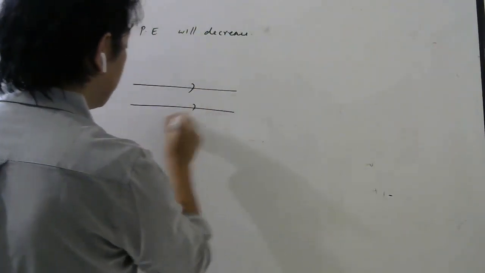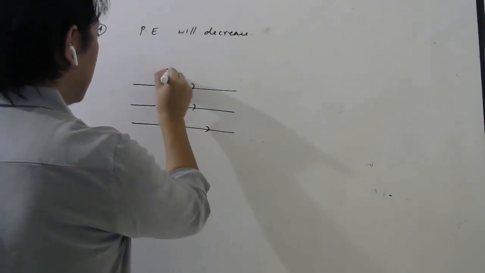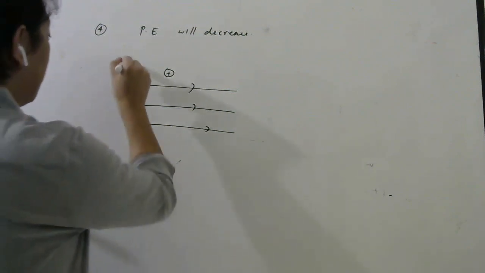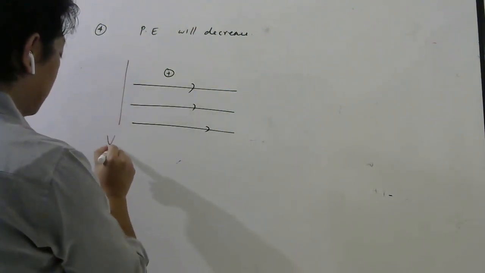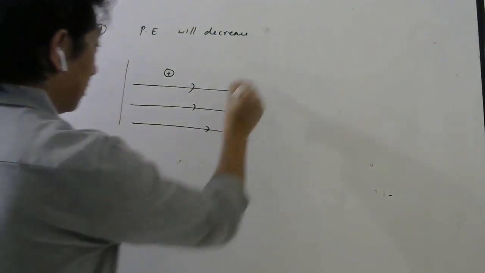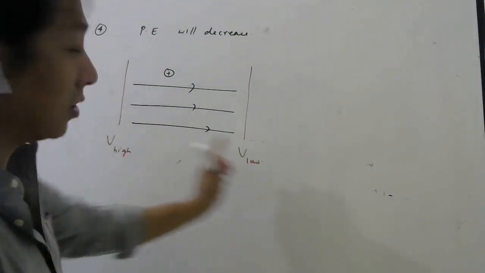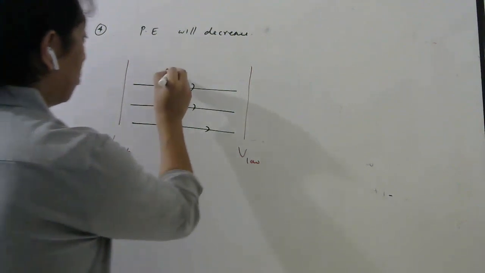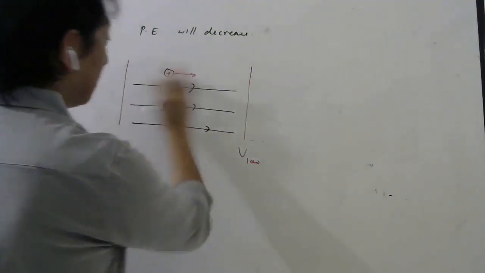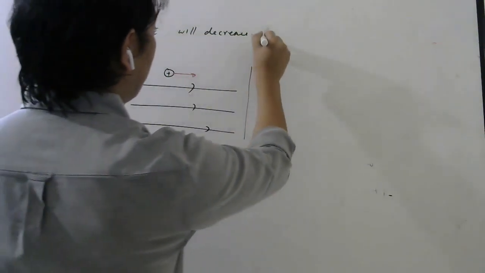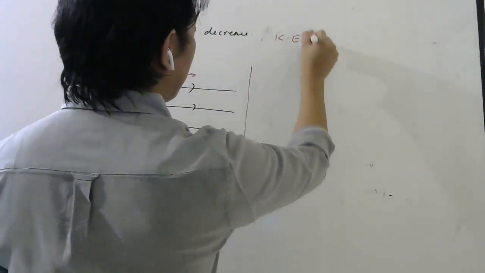Okay, so imagine electric field is this way. And if positive charge is left like this, it will go by itself from, this is higher potential, no? This is higher potential. This is lower potential. Already I have told you, electric field is from higher potential to lower potential. So positive charge will go this way. Okay, so its potential energy will decrease as it moves. Therefore, if they ask kinetic energy, it will increase.